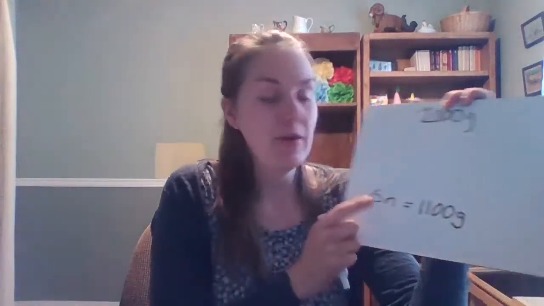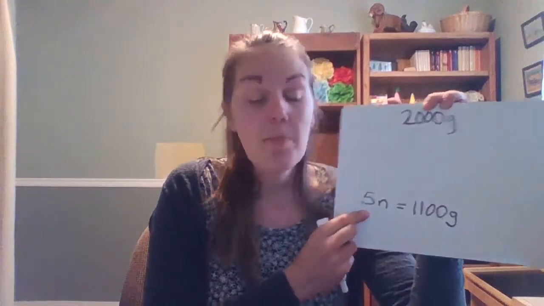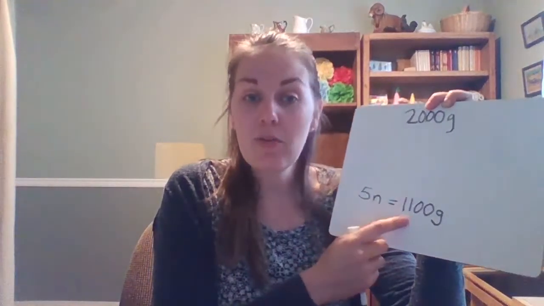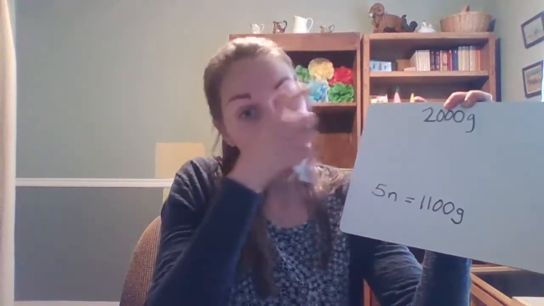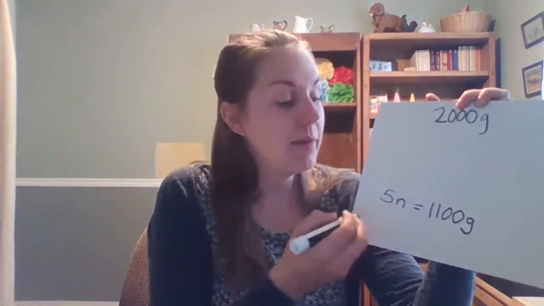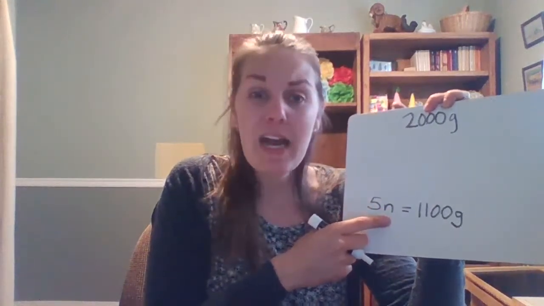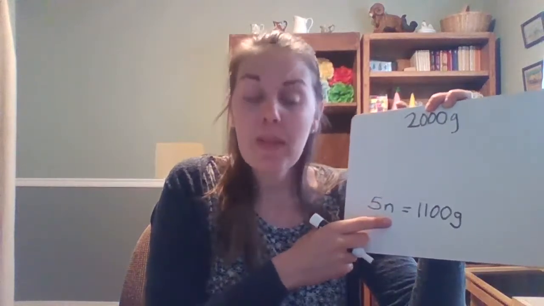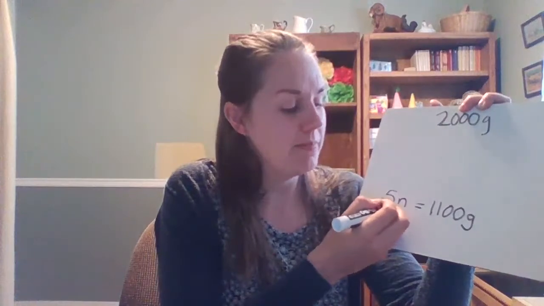But we don't know how many. We know that each quarter weighs about 5 grams, but we don't know how many we have. We just know that all together it equals 1,100 grams. So now my next step in simplifying is that I'm going to do, once again, the same thing to both sides of my scale. If I wanted to figure out what 5N was, I'm multiplying, and the opposite of multiplication is division. So I would need to divide this side by 5.